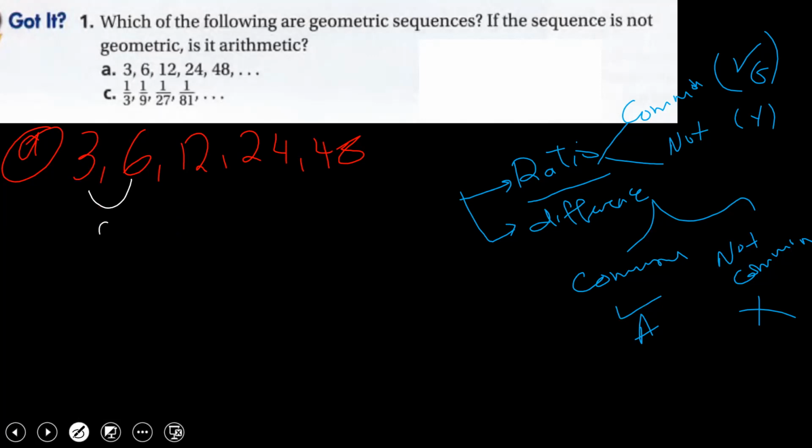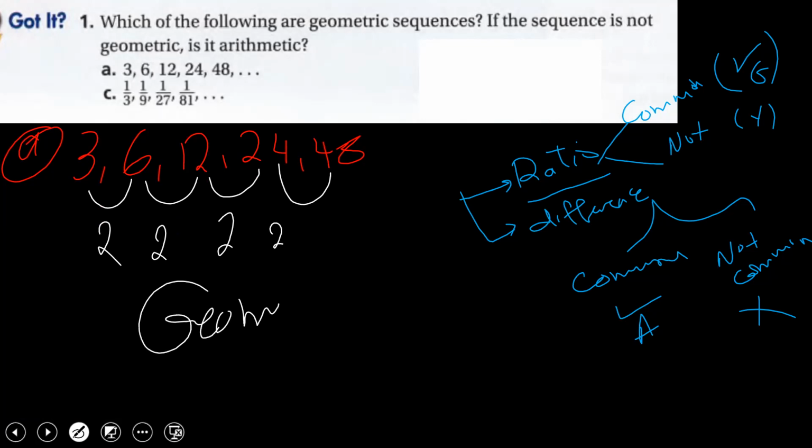6 divided by 3 is 2. 12 divided by 6 is 2. 24 divided by 12 is 2. 48 divided by 24 is 2. Are the ratios common, are equal? Yes. So I would say that this will be a geometric sequence. Let's see C now.